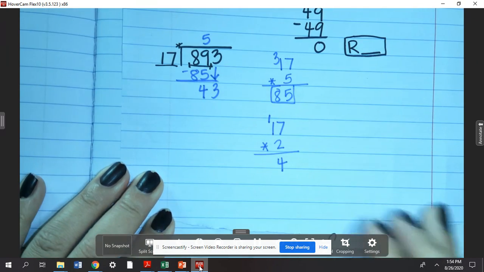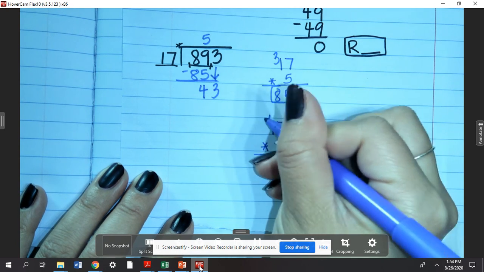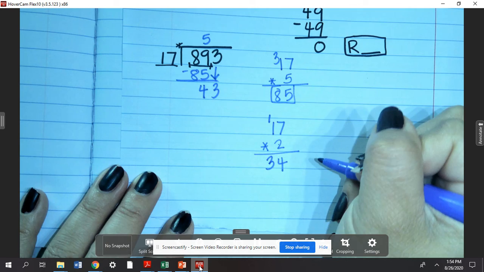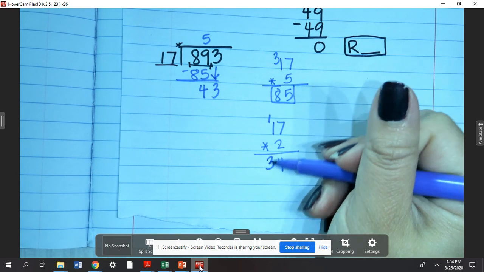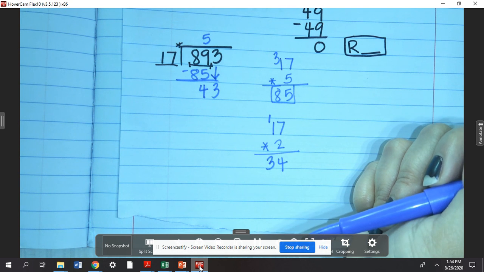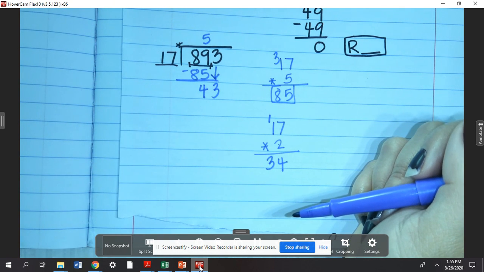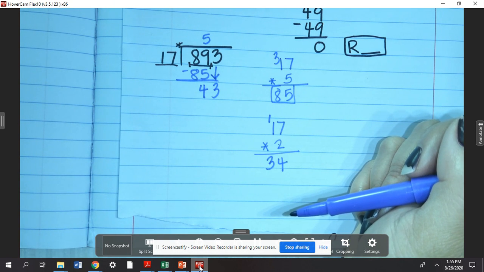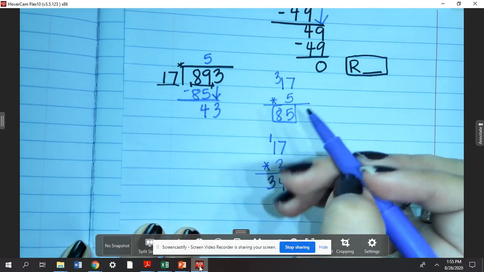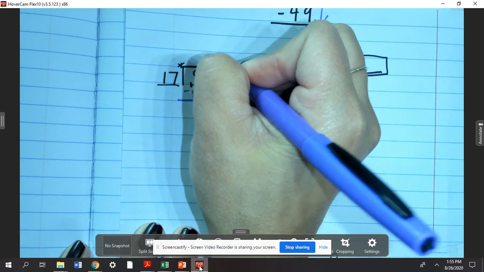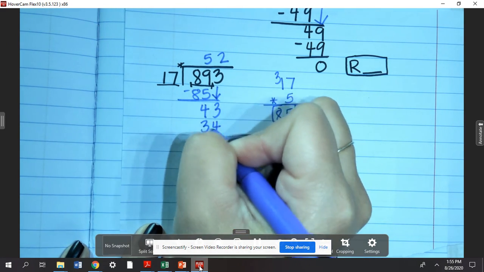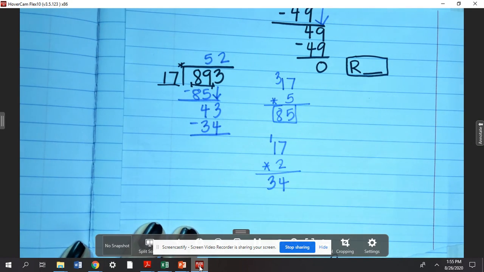17 times 2: when I multiply that, 7 times 2 is 14. 2 times 1 is 2, plus 1 is 3. Now, if I did another group of 17, would I go over 43? I would. So I'm just going to keep it at 34. So 17 times 2 equals 34. And I'm going to subtract.